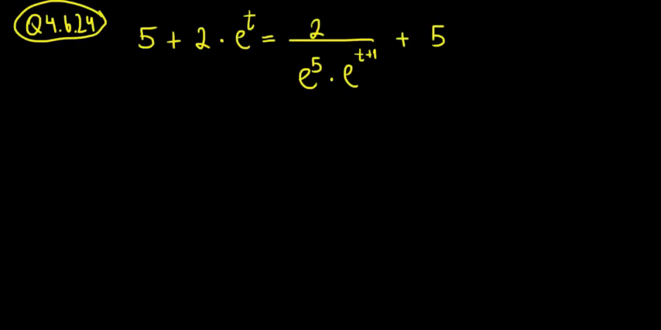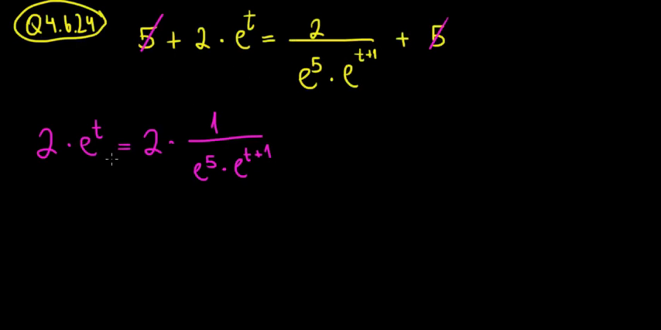We can see that we have 5 on both sides, and this is an equation, which means that we can cancel them out. So 5 and 5 cancel out. Now what are we left with? 2 times e to the power of t equals 2 divided by this term. Well, let's write this as 2 times 1 over e to the power of 5 times e to the power of t plus 1. Why did we do that? Because now we can see that we have 2 on both sides, and this is still an equation, which means that we can cancel it out. It is a common term on both sides. We cancel it out, so we're left with e to the power of t equals 1 divided by e to the power of 5 times e to the power of t plus 1.